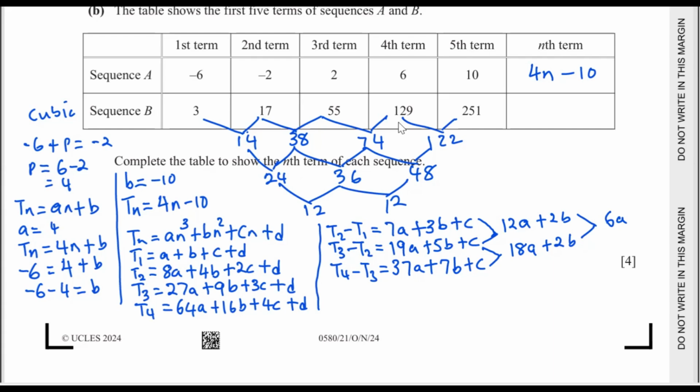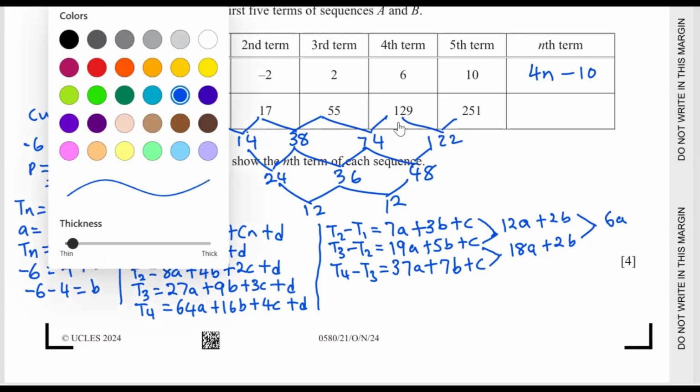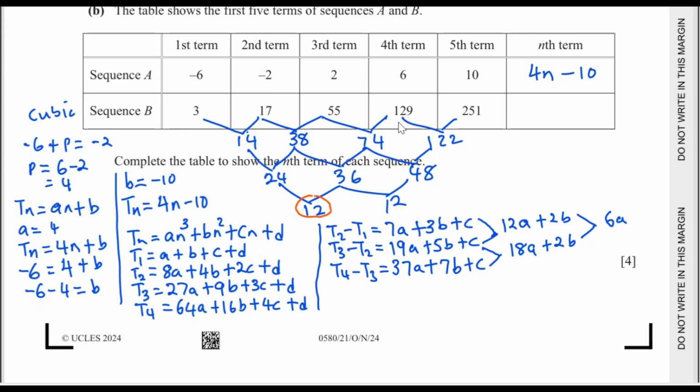So now this 6a is what we are going to equate. Look at this. This 6a is the constant here. We are going to equate it with this, so that we'll get the value of a. So that gives us 6a equals 12. And that gives us a to be 12 over 6, and that's 2.